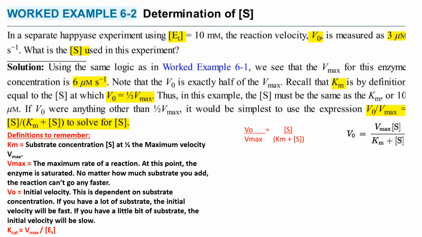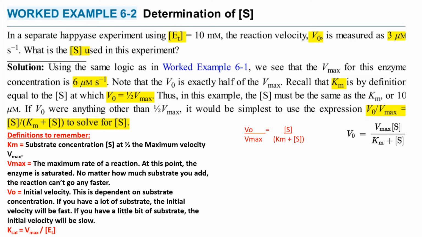Okay, this is another worked example from the book. Example 6-2, determination of substrate concentration. And before we get started, we're going to go over the definitions that you're already supposed to know. So the Km is equal to the substrate concentration at half the maximum velocity.